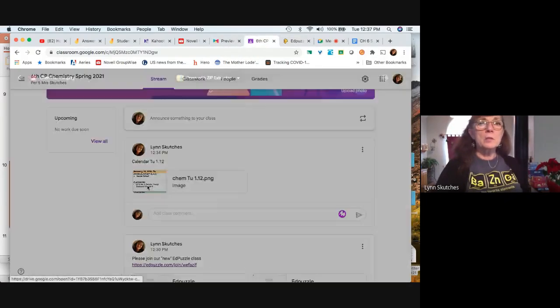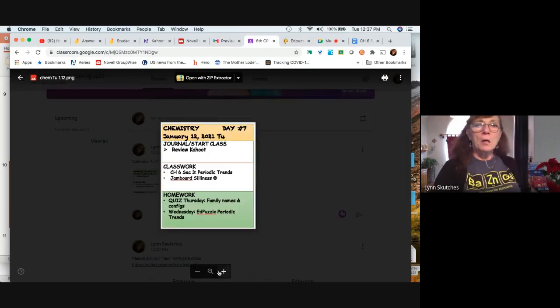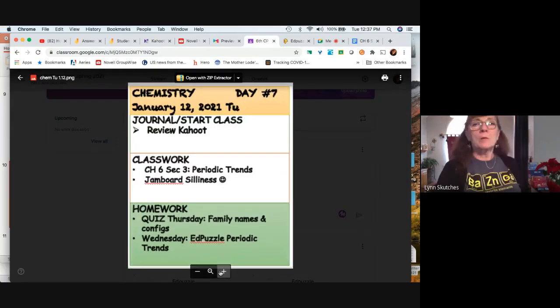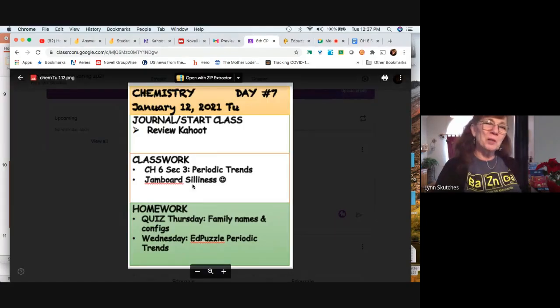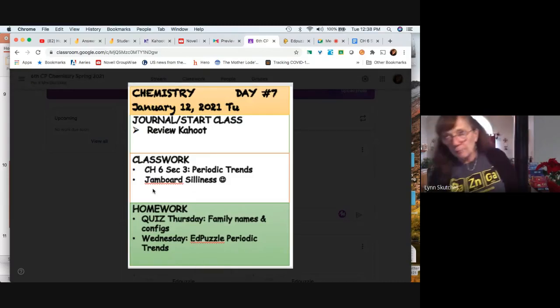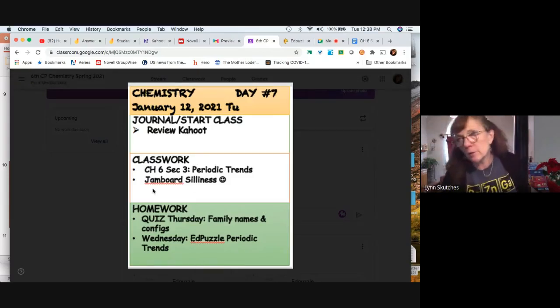Numero dos is the calendar. We're actually going to start with the notes first and then do some reviewing with Kahoot. I had hoped to play around with a Jamboard. I'm sure a lot of other teachers are already doing it. I'm an old dog, so I'm trying to figure it out. I'm not comfortable doing it with students yet. And then Thursday we probably won't have time, because I want to make sure you have enough time for the quiz. So on Friday we'll do it, I promise.